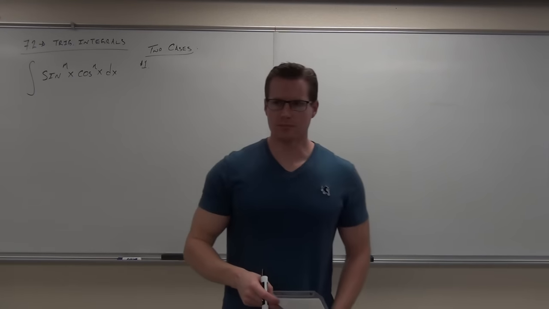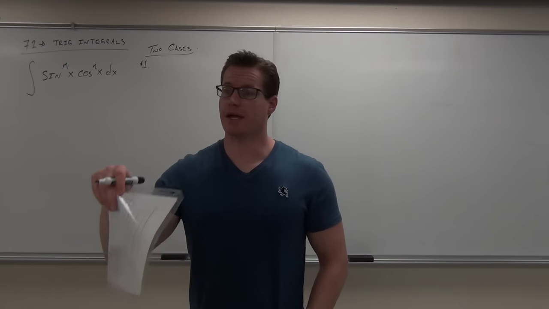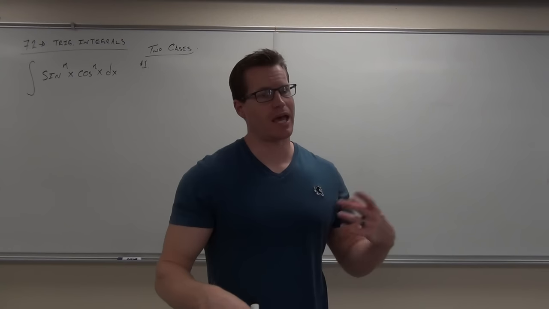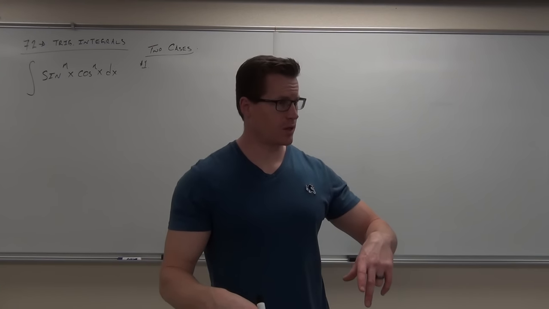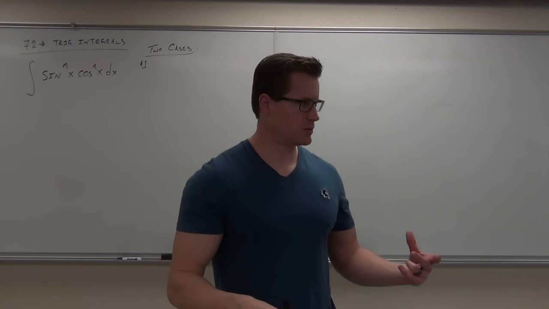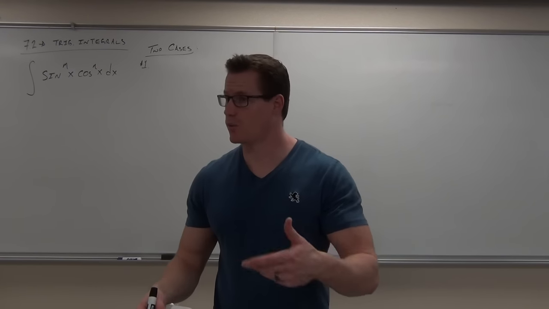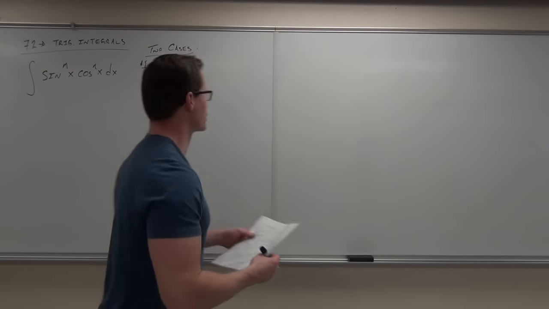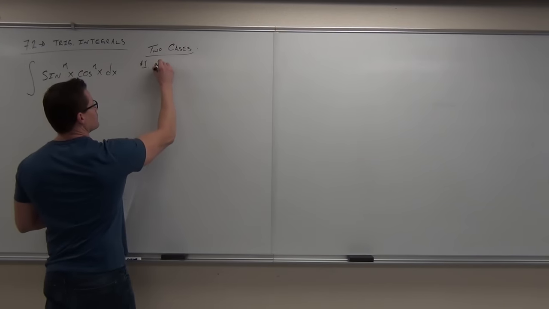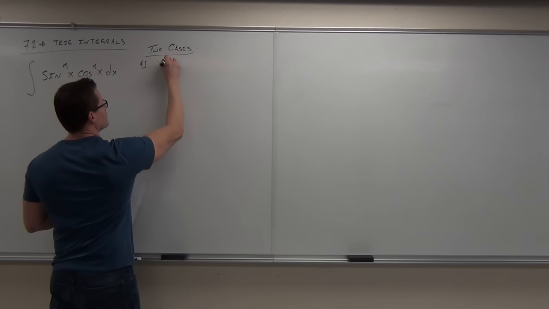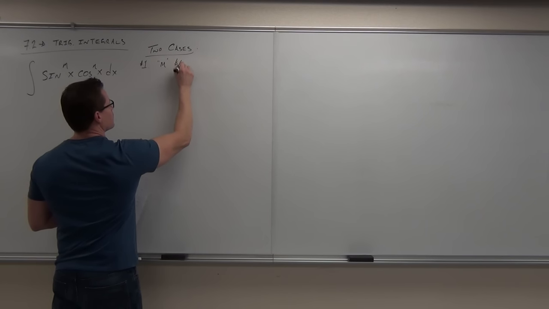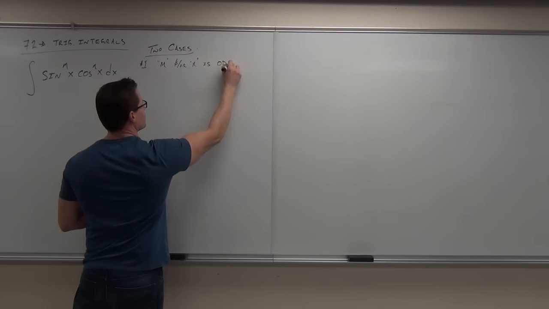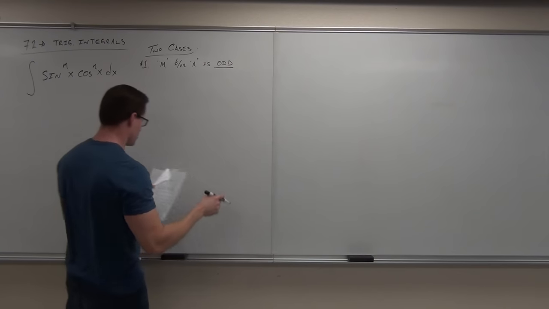Case number one is the case where we have an odd power on at least one of these functions. So either m is odd, or n is odd, or both are odd. I know it sounds silly, but you know what odd means, yes? Odd is like 1, 3, 5, 7, 9, those powers. So case number one is where m and/or n is odd. So they could both be odd.